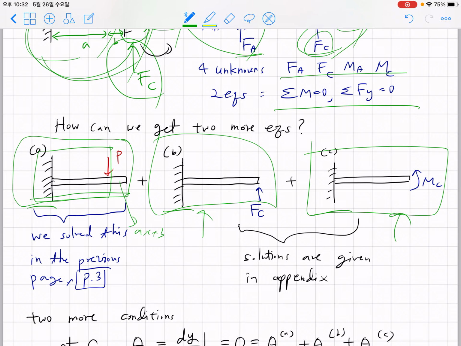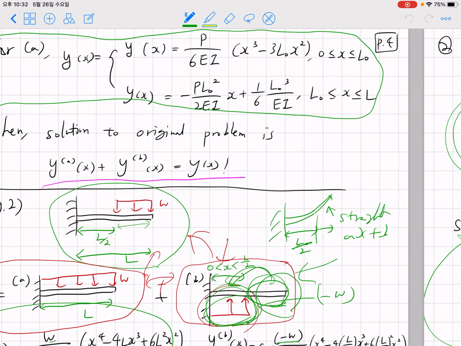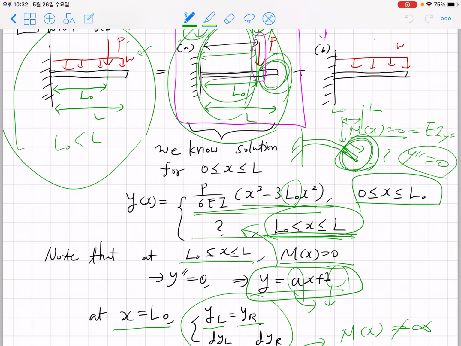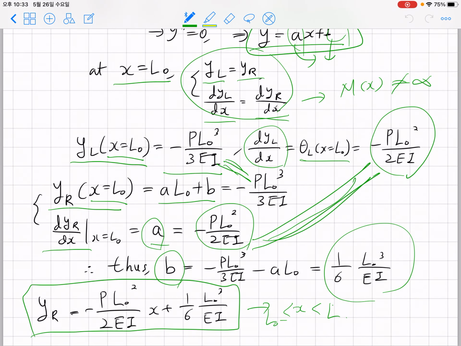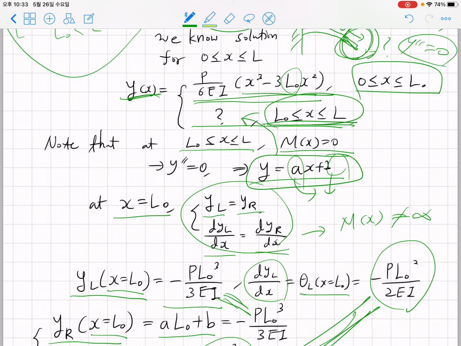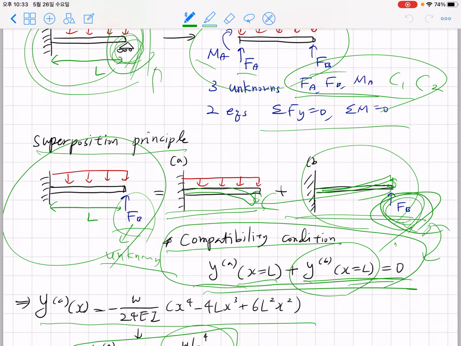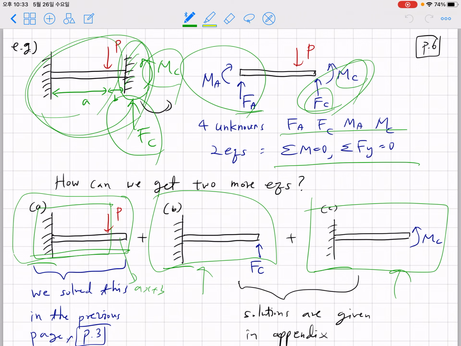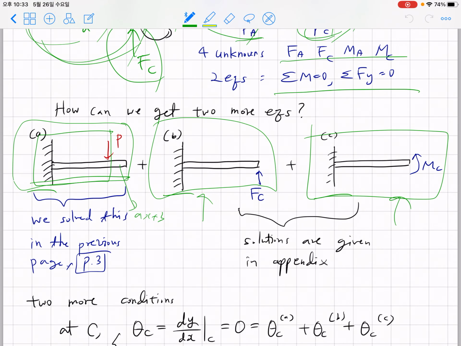A and B, but we have the solution for this guy from page 3. Okay, where is page 3? This is our solution y(x) for the entire region by determining A and B. Okay, so because we can decompose the original problem into three problems where the solution is known to us, it's our job to determine what is the appropriate compatibility equation.